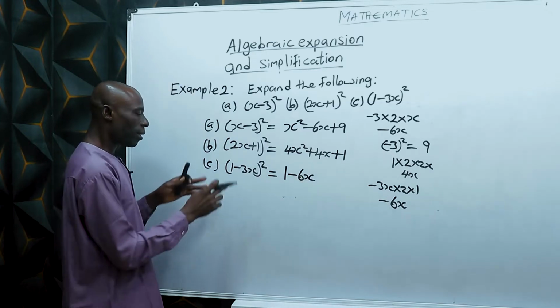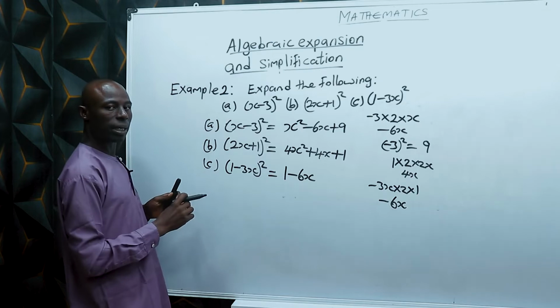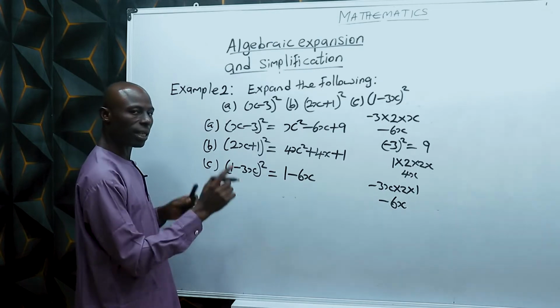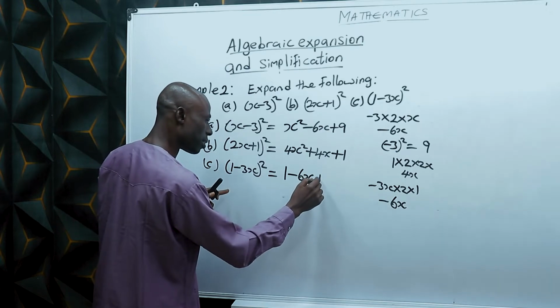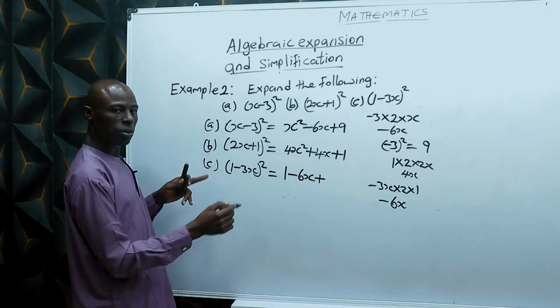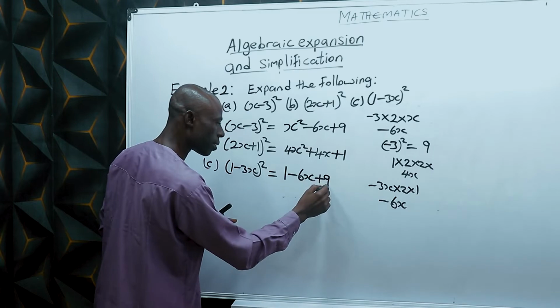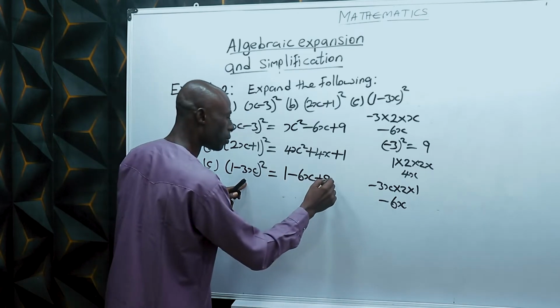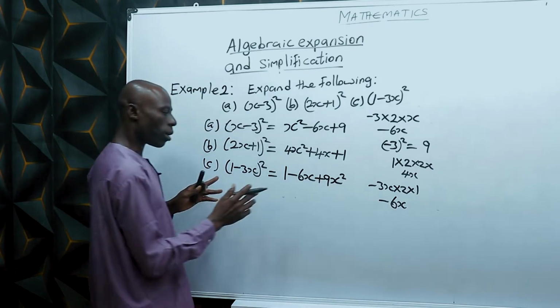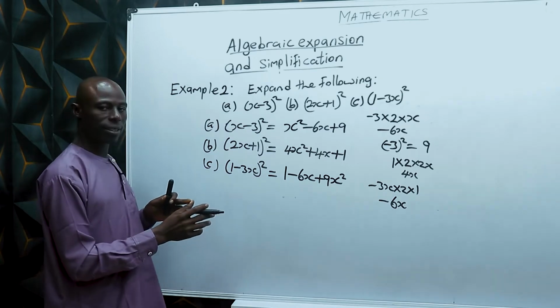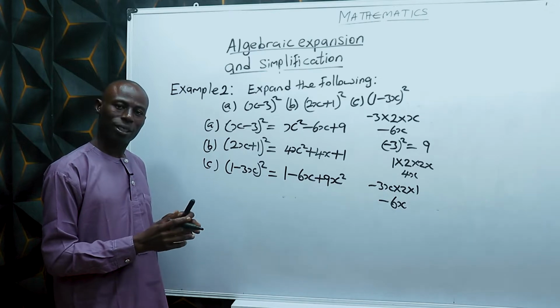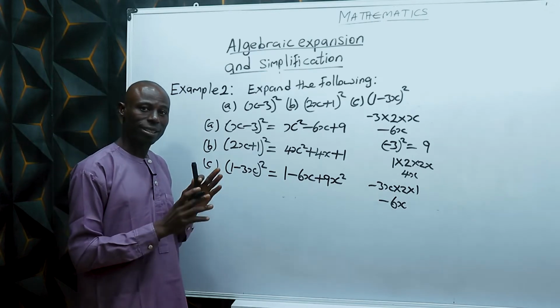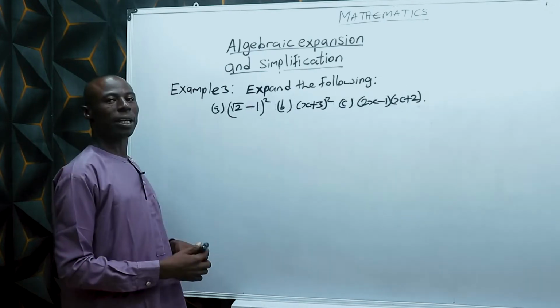And lastly, square the last thing in the bracket. The last thing in this bracket is negative 3x. Negative, when you square it, it gives you positive. When you square 3, it gives you 9. When you square x, it gives you x squared. So you have positive 9x squared. So the result is this. Do you understand? You can see it is simple. Example 3.